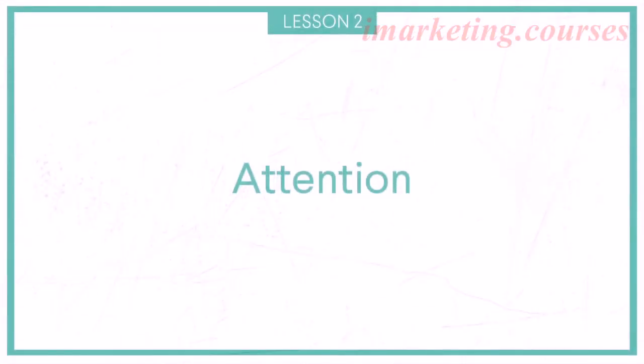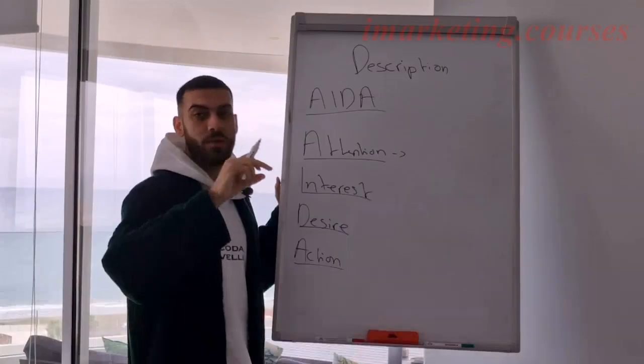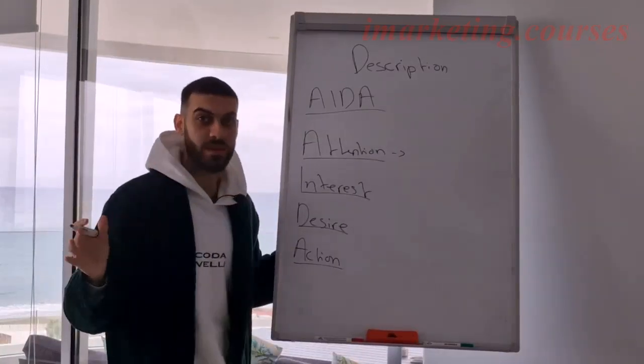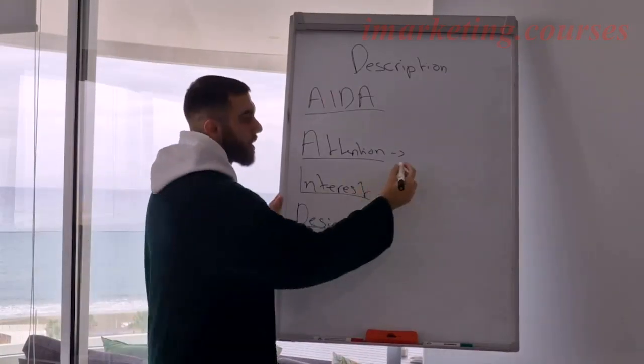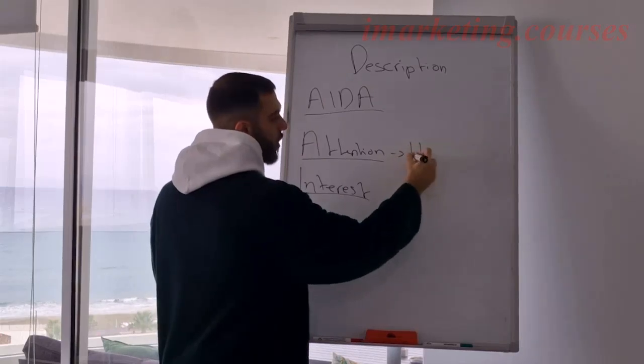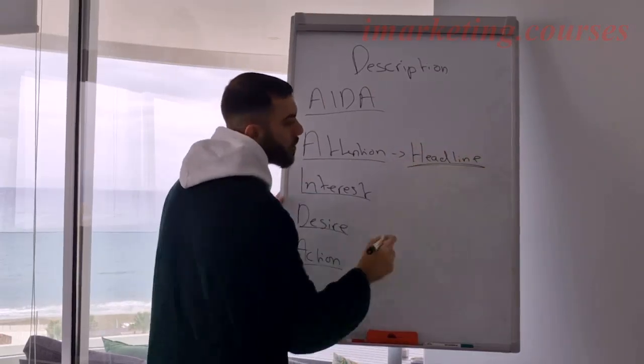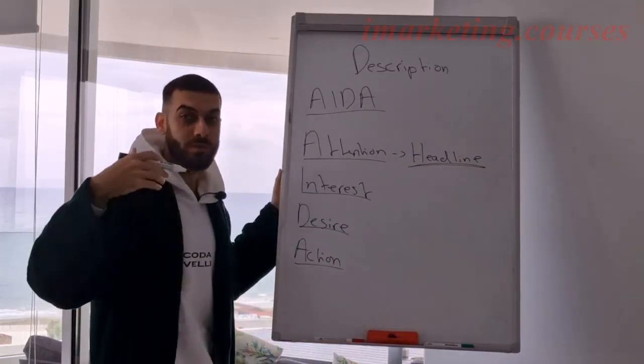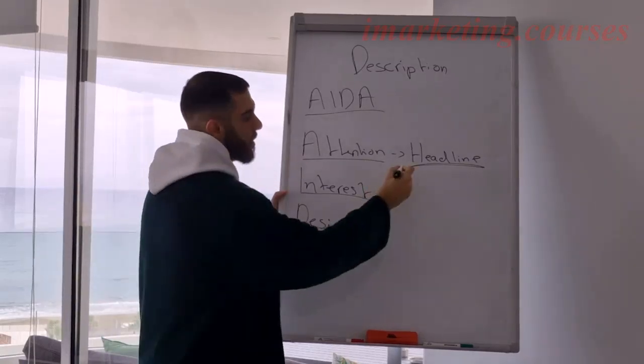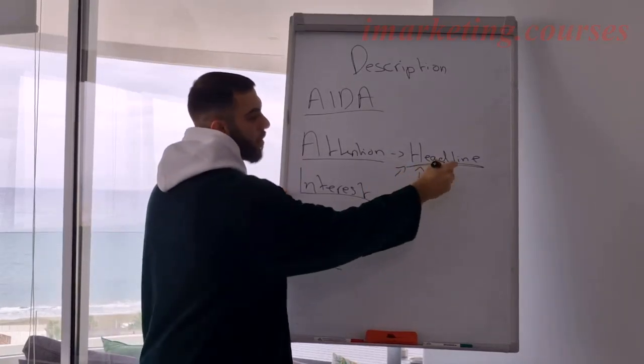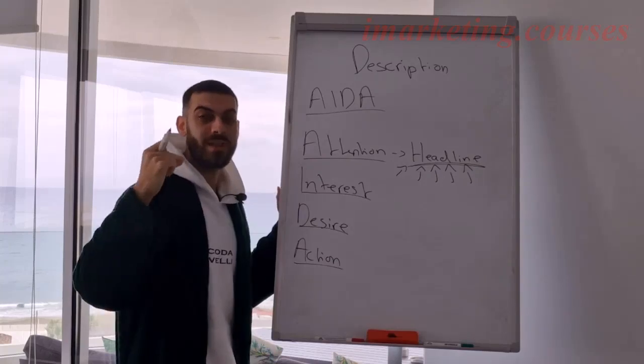So attention. This is basically just the first line of your description, and everyone gets to see this because Amazon doesn't hide it. So your attention can simply be a small headline. Now you've done your research, so you know what's valuable to your customer. You know what your customer's searching for. So you want your headline to basically say, oh, look at me, read me. You want something that's instantly going to hook them.